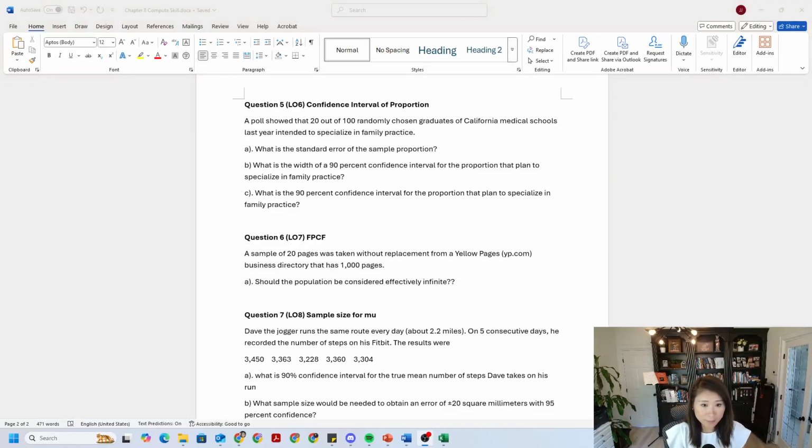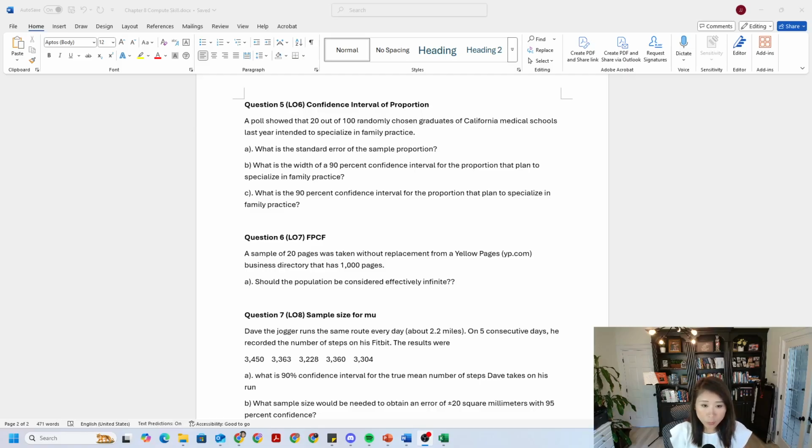Everyone, in this video, we're going to do a computer skills lecture. We're going to look at how we can use Excel to help us calculate the confidence interval for the proportion. In the lecture video, I already emphasized that the formula for the confidence interval for the proportion will be different from what we learned for the confidence interval for mu when sigma is known or unknown, right? So in this exercise, we will learn how to calculate it.